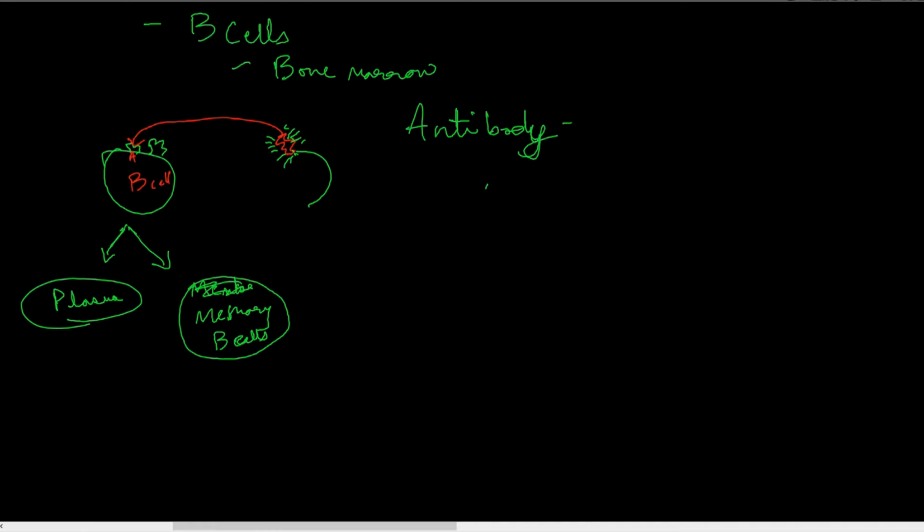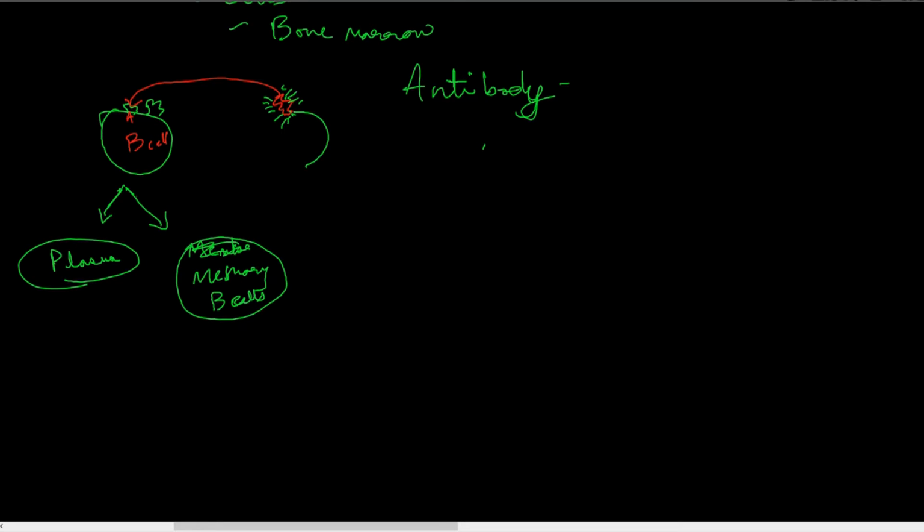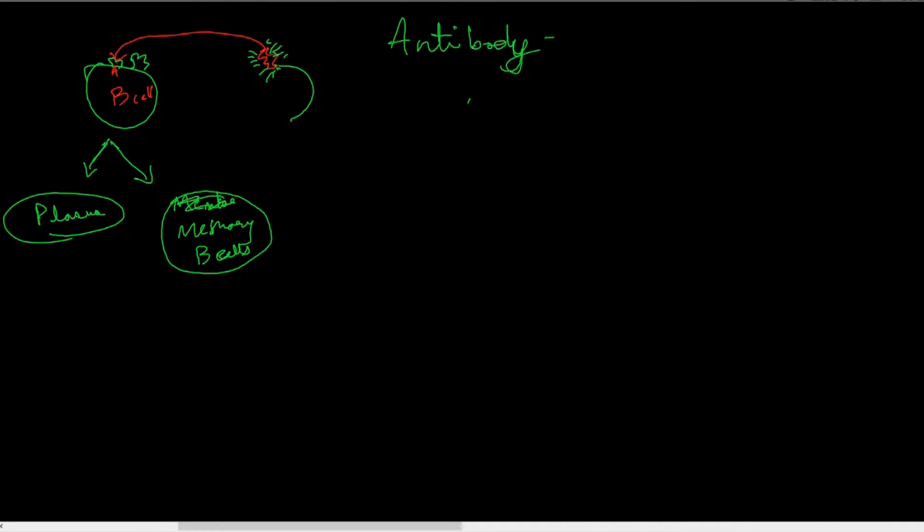So memory B cells. Alright, so now let's go back to the antibodies. Now, the antibodies are going to affect the pathogen in 3 different ways. The 3 different processes are called neutralization. Neutralization. Sorry, I had to read something. Okay, neutralization.